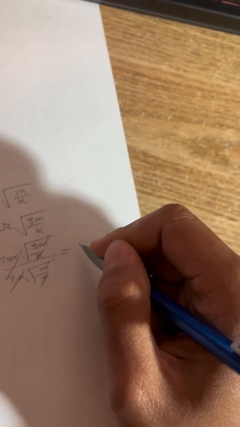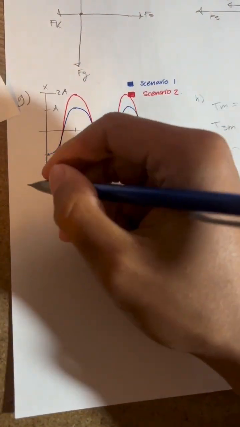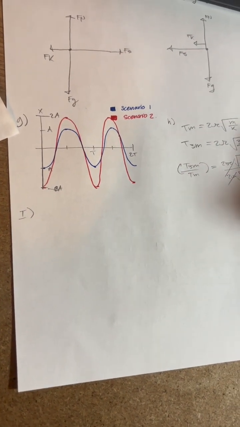And then you'll see that this cancels out, and m, k will cancel out, and the only thing that's left remaining is just rad 3. Okay, for part I, I'm just gonna show you my math first, and then I'm gonna write my paragraph.